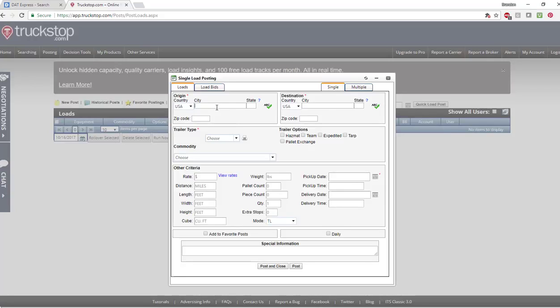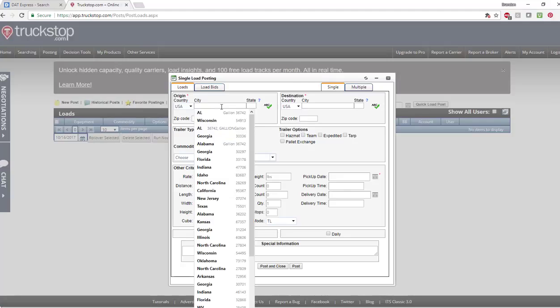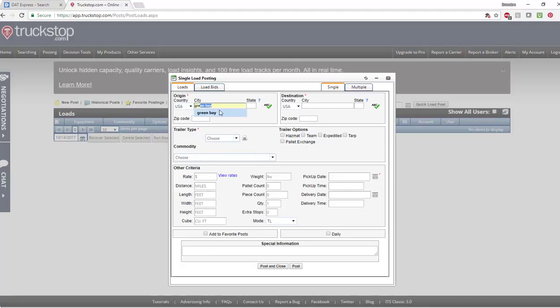So remember, this is a single load posting. You can do single load postings and multiple load postings on Internet Truck Stop. So we'll do a single load posting. We're going from Green Bay, Wisconsin, to Marshville, North Carolina.